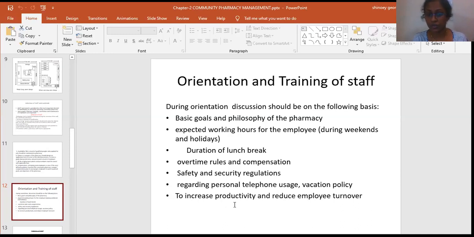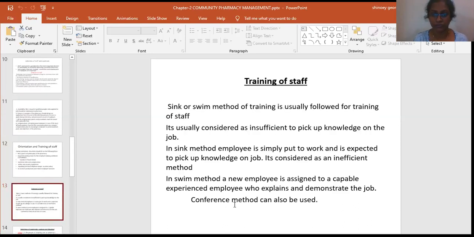During weekends and during holidays has to be properly told. Any kind of overtime rules are there? If the pharmacist is doing overtime, is there any kind of compensation? Then what are the safety and security regulations regarding vacations, leaves, how he can apply? What is the personal telephonic usage which he can do in a day? And all these things have to be properly explained so as to increase the productivity of the community pharmacy.